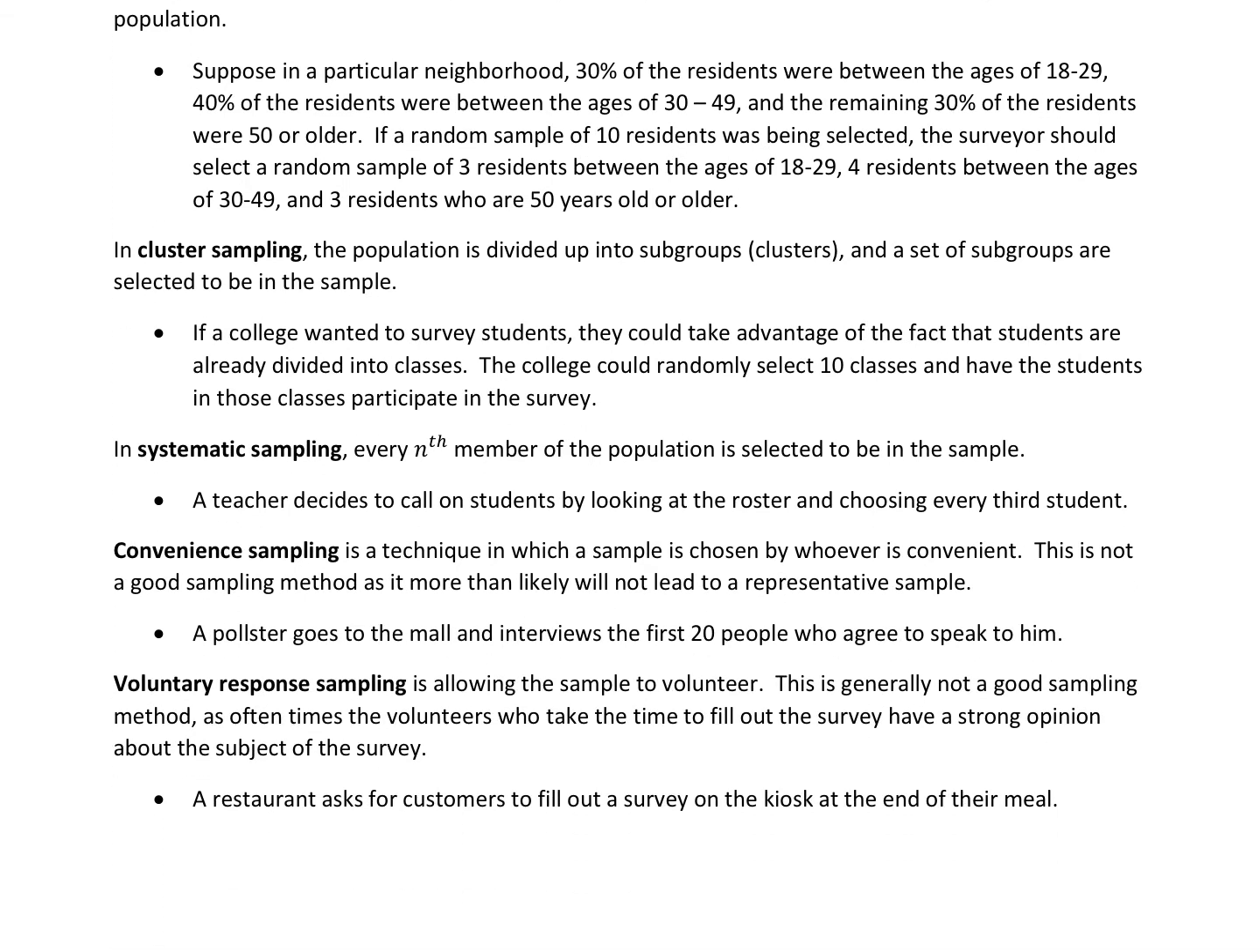Cluster sampling is when the population is divided up into subgroups and a set of subgroups are selected to be in the sample. This is different than stratified in that there already are groups, as in a school is divided into classes. So you might want to just pick out 10 classes at random and have those students participate in the survey. It's not dividing it up based on a category.